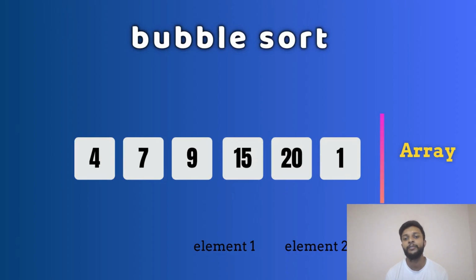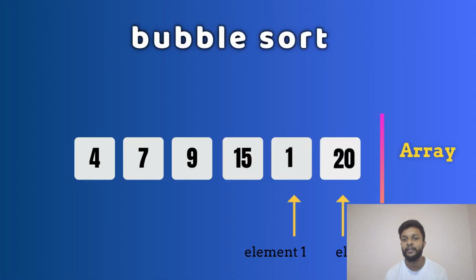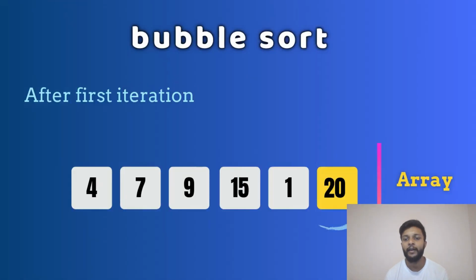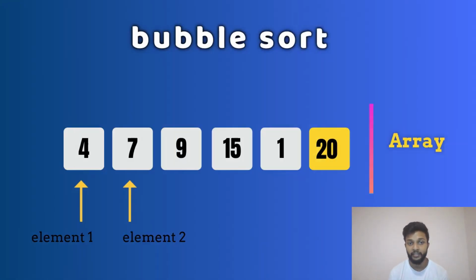At the last, we have 20 and 1 as our elements. At this time 1 is less than 20, so we have to swap them. So at the end of this first iteration, we have the highest value, 20, in the correct position. Now we can move to the second iteration.